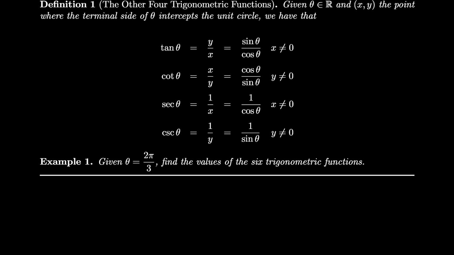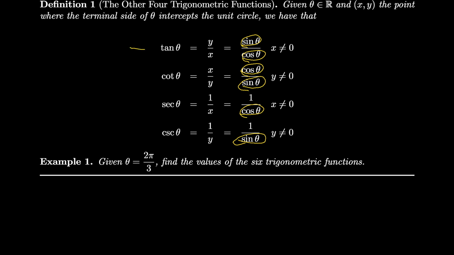Alright, let's talk about 5.3, the other trigonometric functions. Given theta some real number, any real number's fine, and x comma y, the point where the terminal side of theta intercepts the unit circle, we have these four functions here, each one of them defined in terms of sine and cosine. So if you know sine and cosine, then you know these other things.